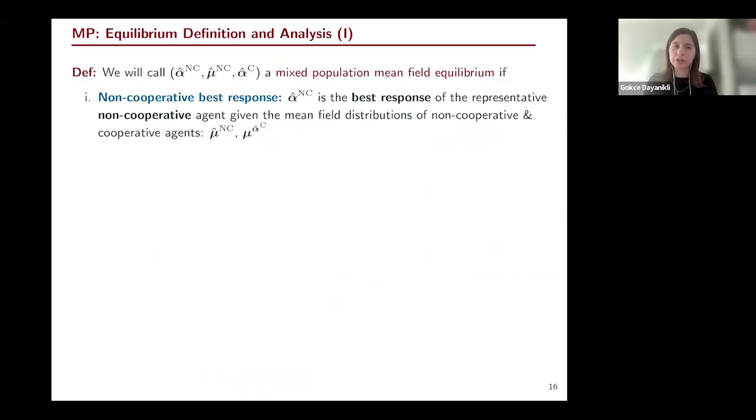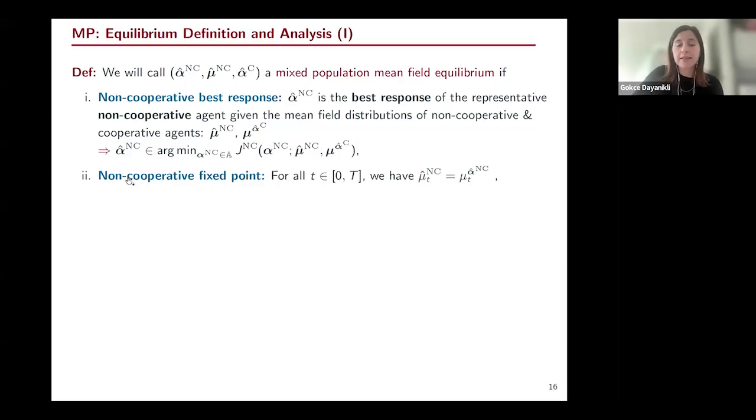Here, let's look at the definition of the equilibrium for this one. It is going to actually have three conditions because now we have two representative players. For the non-cooperative ones, we need to have the best response and the fixed point conditions. And for the cooperative ones, we need to have the optimality condition. So we are going to call a non-cooperative control, a cooperative control, and the non-cooperative population distribution tuple a mixed population mean field equilibrium if, first, the non-cooperative agent gives their best response to the population distribution of the non-cooperative part and the population distribution of the cooperative agents. Here, as you realize, I didn't put the population distribution of the cooperative ones because this is the control setting and it is going to be directly the one that comes from using the cooperative optimal action.